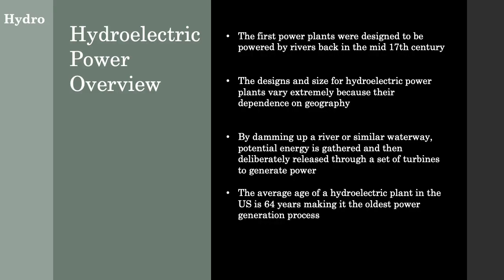The last energy system we're going to analyze is hydroelectric power. The first power plants were designed to be powered by rivers back in the mid-17th century. The designs and size for hydroelectric power plants vary extremely because of their dependence on geography. By damming up a river or similar waterway, potential energy is gathered and then deliberately released through a set of turbines to generate power. The average age of a hydroelectric plant in the U.S. is 64 years, making it the oldest power generation process.